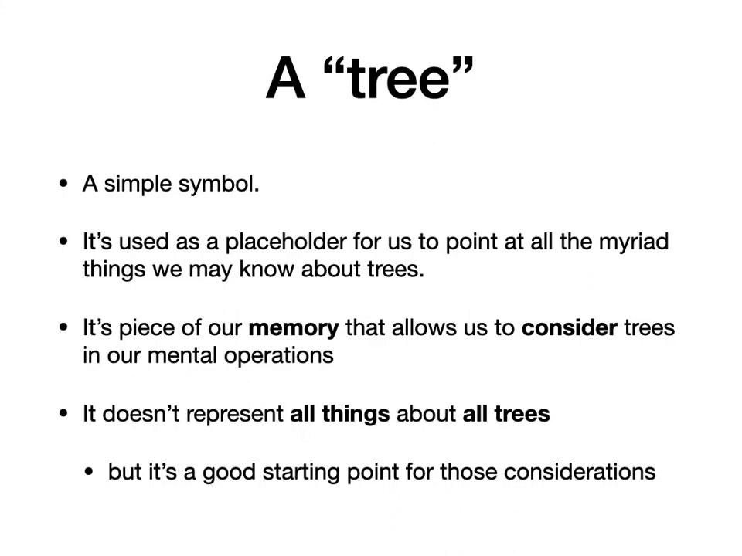Those are the kinds of things that your brain and our brains are into in terms of representation. So the symbol for a tree is a little piece of memory that allows us to think about trees when we're doing other operations. It doesn't represent everything about a tree or everything about all trees, but it's a starting point for us to be able to wield the concept of tree and all the things that are related to trees in a mental space without having to program every squirrel and atom of a tree.